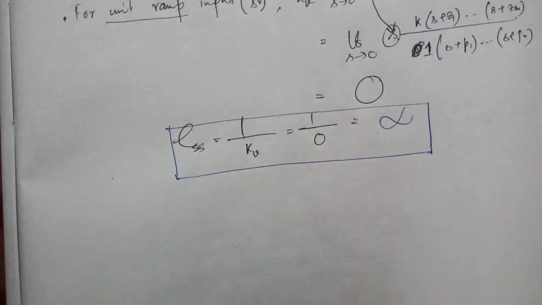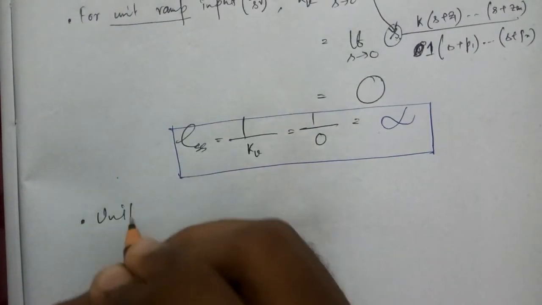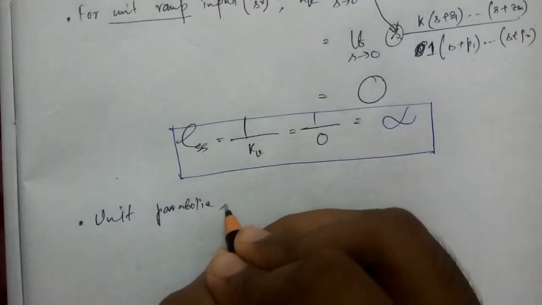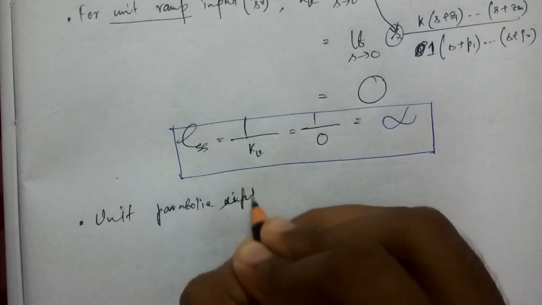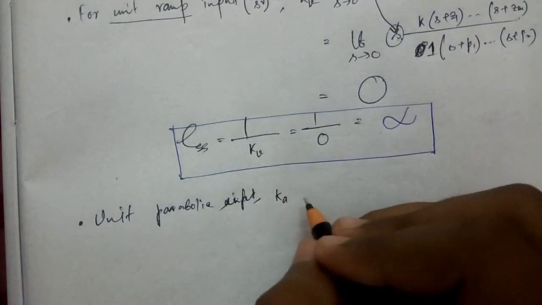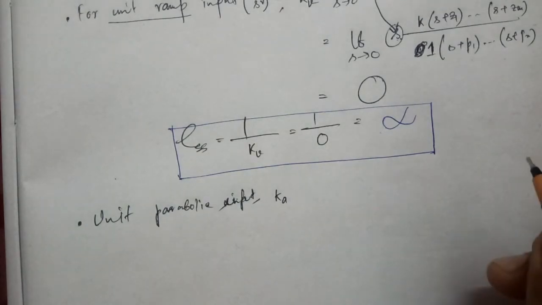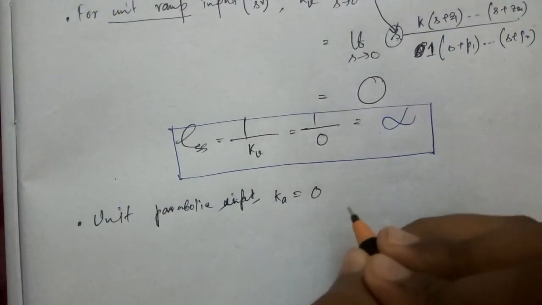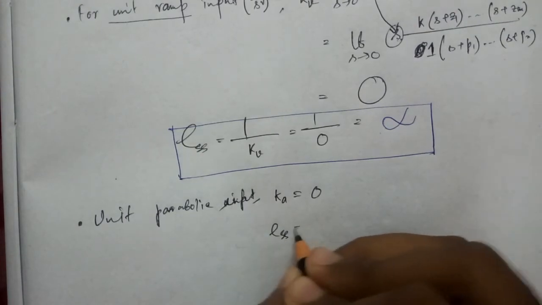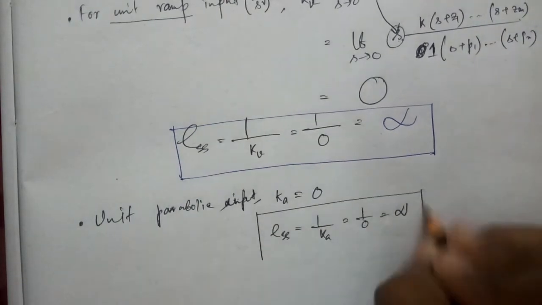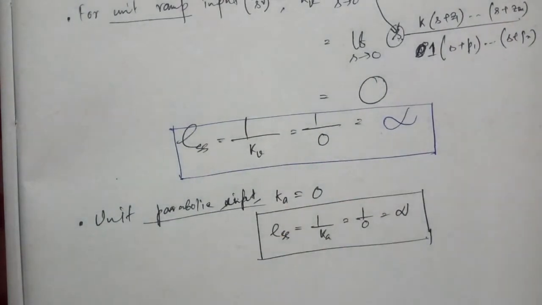Similarly, if we do it for unit parabolic input, the Ka term, that is limit s tends to 0 of s square G(s) for a type 0 system. If sG(s) is 0, obviously s square G(s) will finally result in 0. So in that case, the steady state error will once more be 1 by 0, which is infinite. This is for unit parabolic input. Now the type 0 system is done.